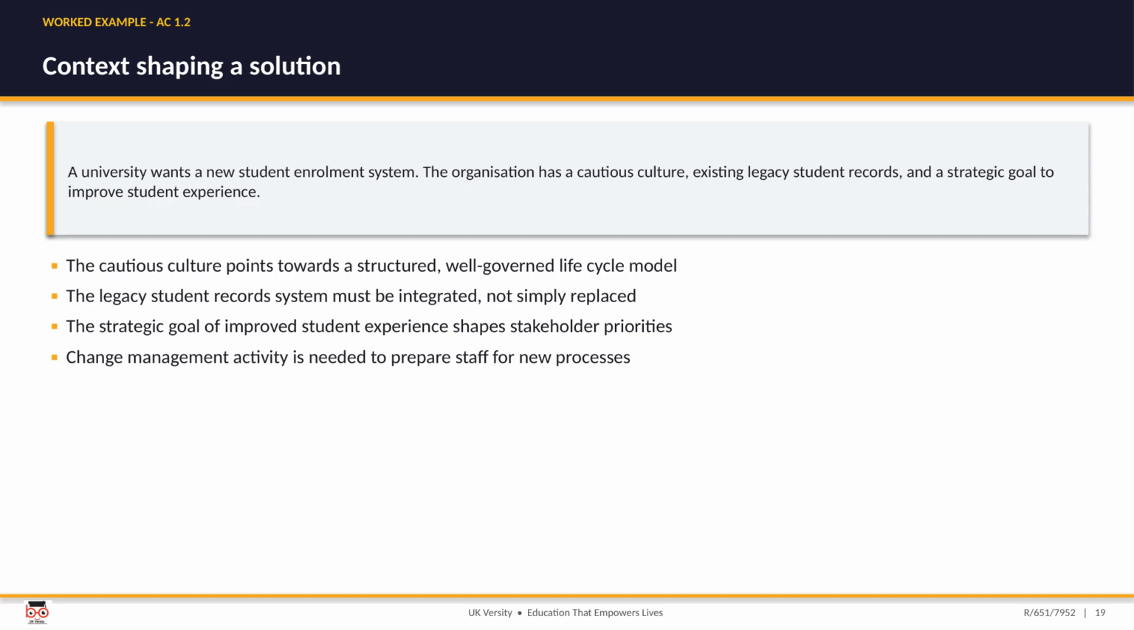Let's tie the context together with an example. A university wants a new student enrollment system. It has a cautious culture, existing legacy student records, and a strategic goal of improving the student experience. That cautious culture points us towards a structured, well-governed lifecycle model. The legacy records cannot simply be thrown away, they will need to be integrated. The strategic goal shapes which stakeholder priorities come first, and because staff will be working in new ways, a solid strand of change management is essential to make it stick.